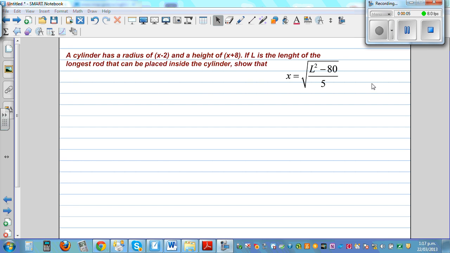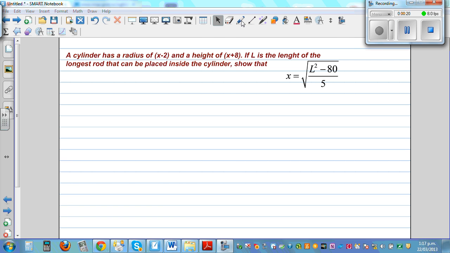A cylinder has a radius of x minus 2 and a height of x plus 8. If L is the length of the longest rod that can be placed inside the cylinder, show that x has to be the square root of (L squared minus 80) over 5.